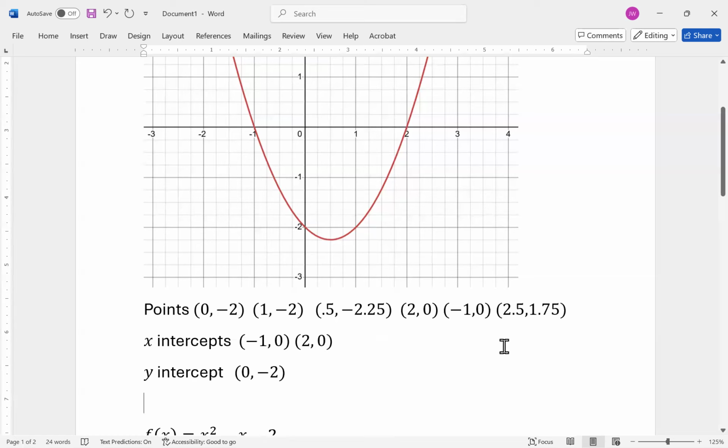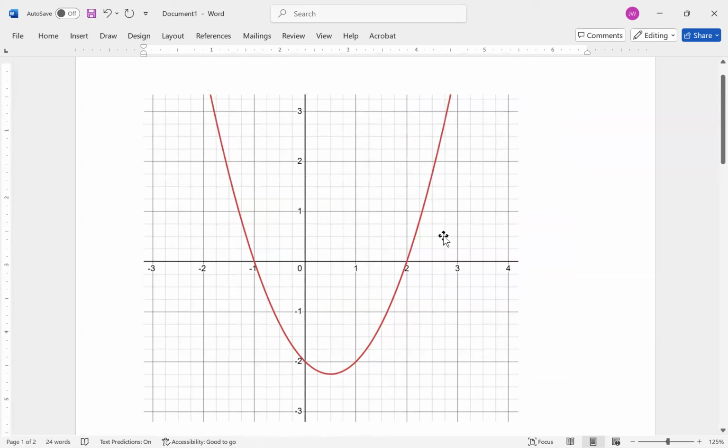So there you go. There's a bunch of points on the graph. A couple of those happen to be x-intercepts. One of those is the y-intercept. And again, you can only have one y-intercept at most because if you have two y-intercepts, then we're no longer dealing with a function. That would fail the vertical line test. But there you go.